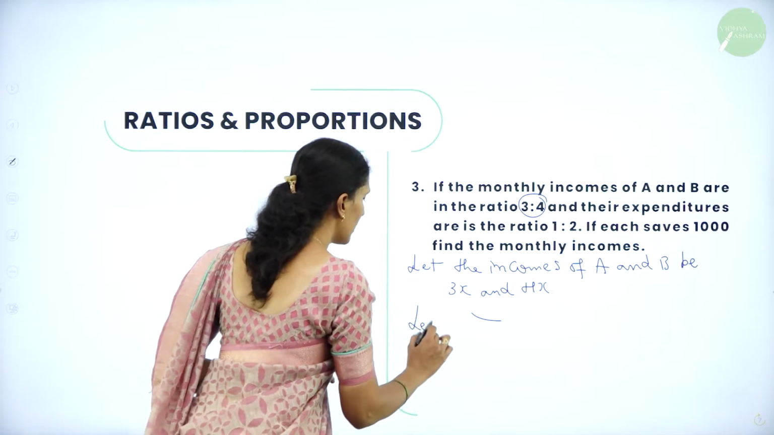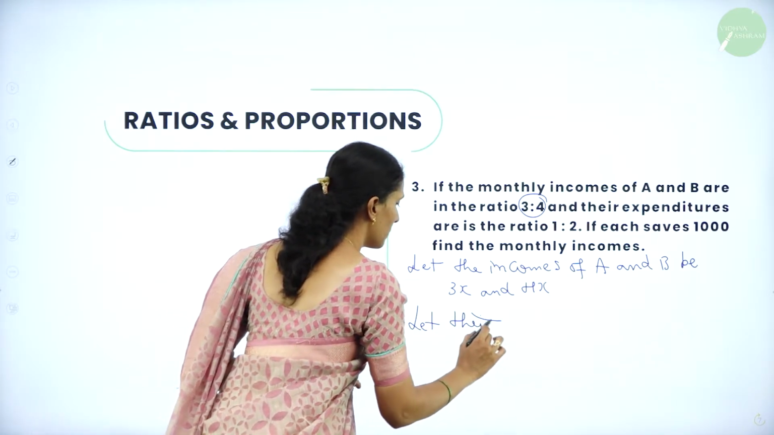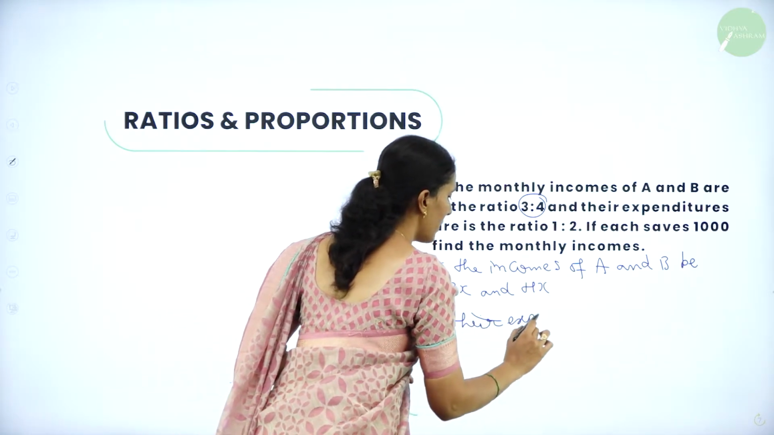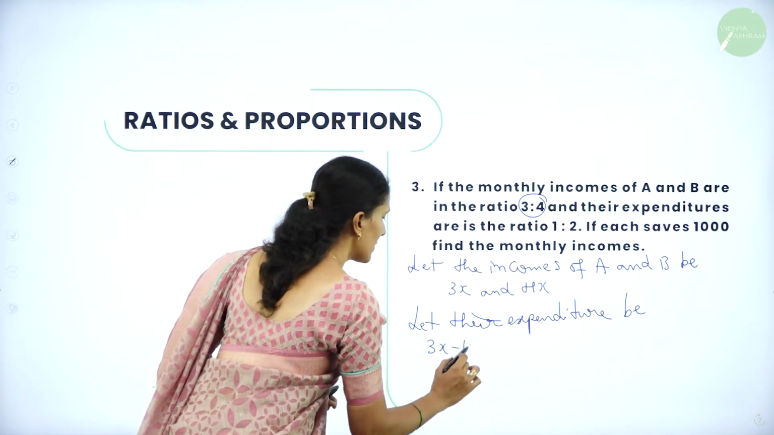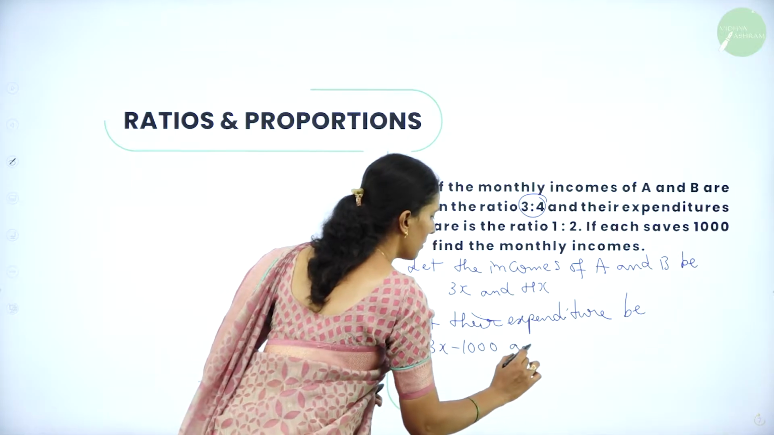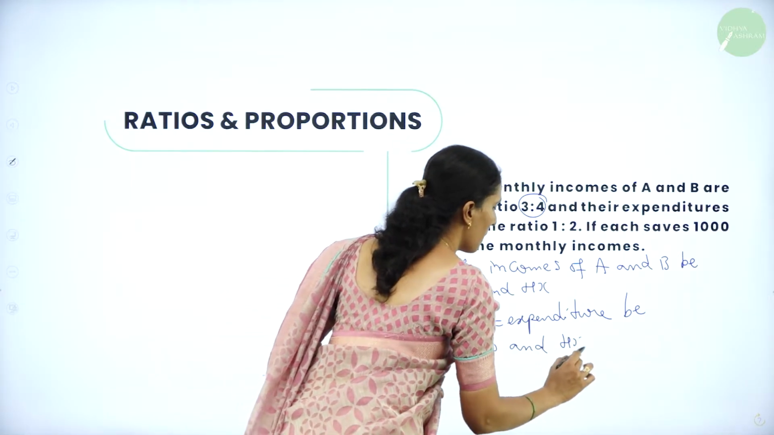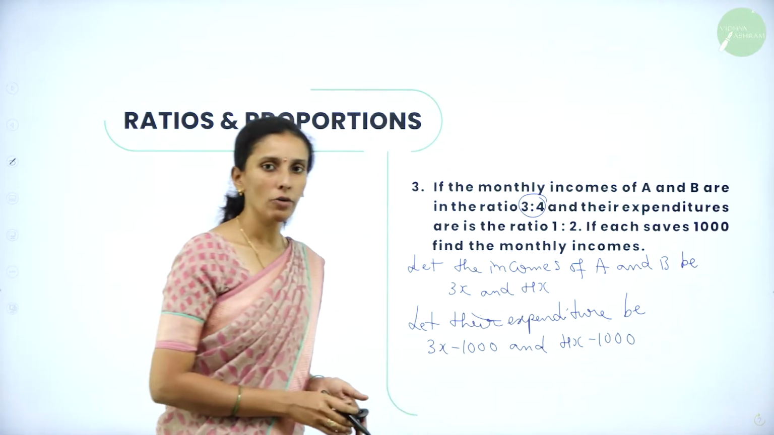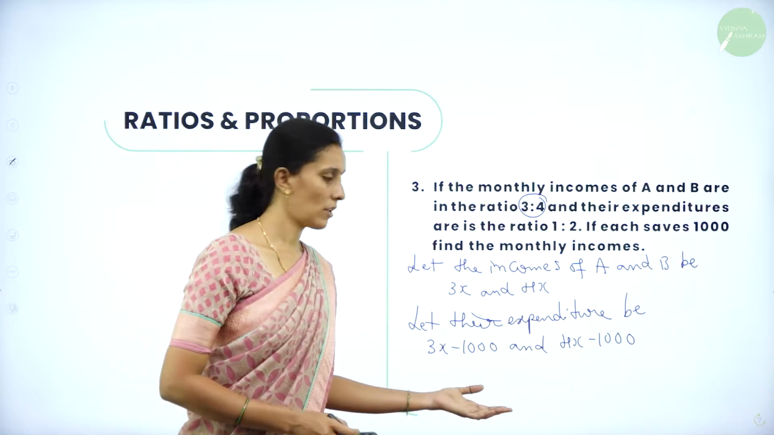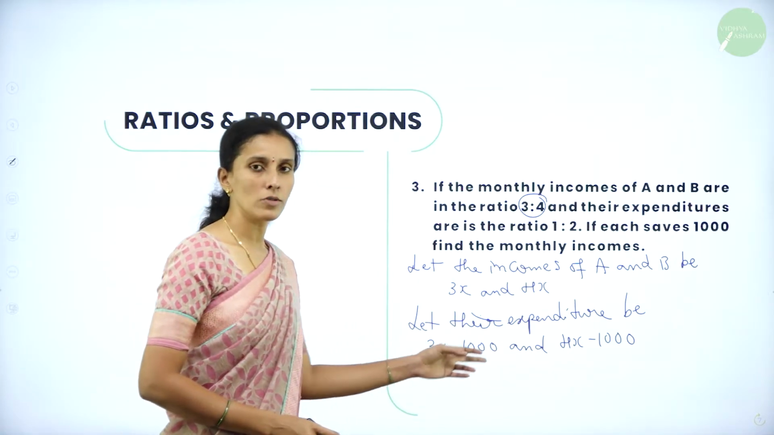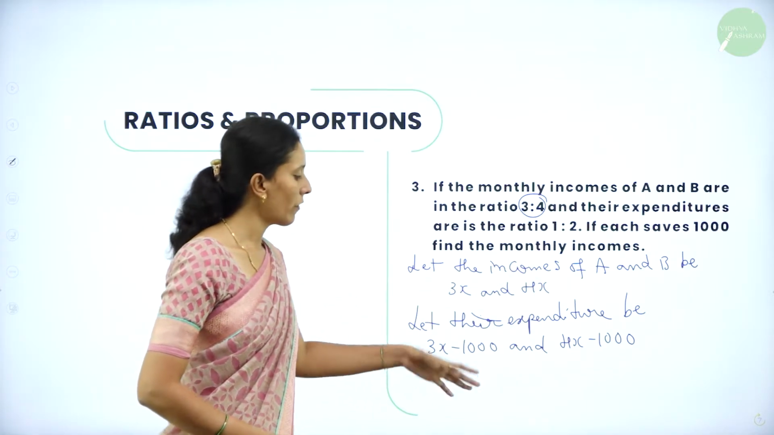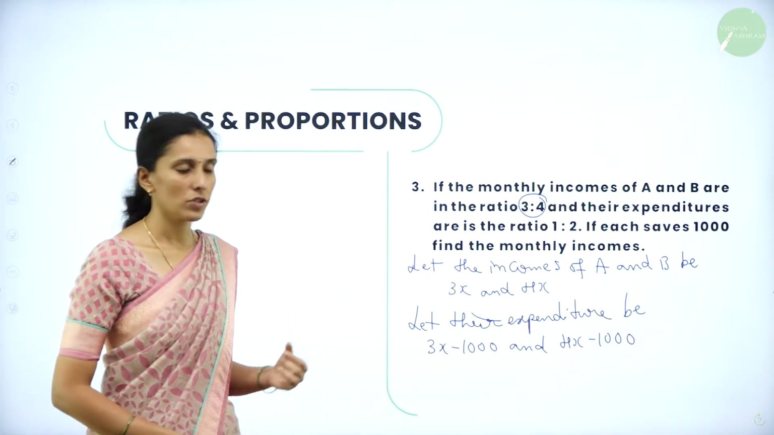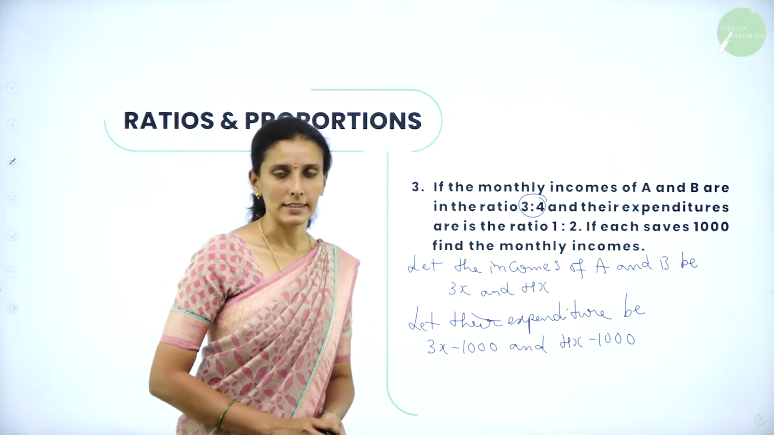Similarly, let their expenditures be 3x minus 1,000 and 4x minus 1,000. So how do their expenditures become 3x minus 1,000 and 4x minus 1,000? Because 1,000 is their saving and 3x and 4x is their salary. So when you subtract them, the expenditure is the resultant answer.